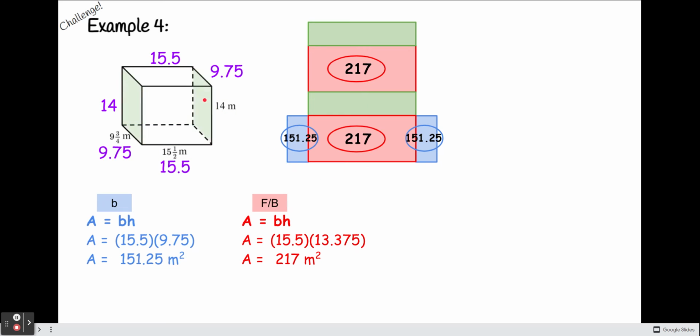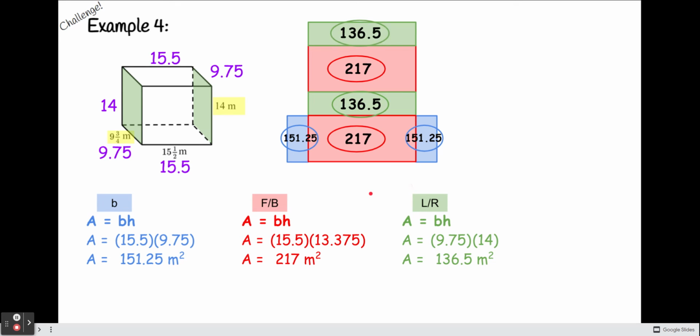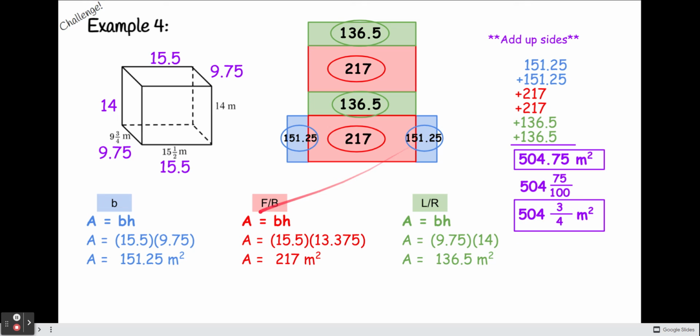Next, we have our sides, and the base of this is 9.75, and the height is 14. Oh, look at that. I typed it in correctly this time. So when you multiply that out, you should get 136.5 meters square. And now you can add them all up. Or if you did it the other way by multiplying everything by 2, you're also going to get the same thing.